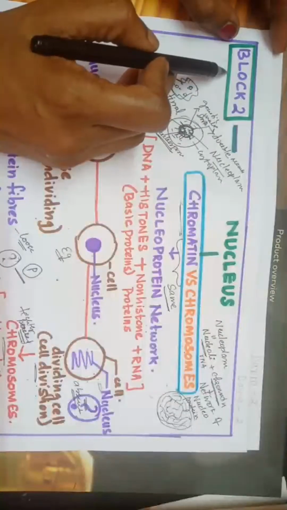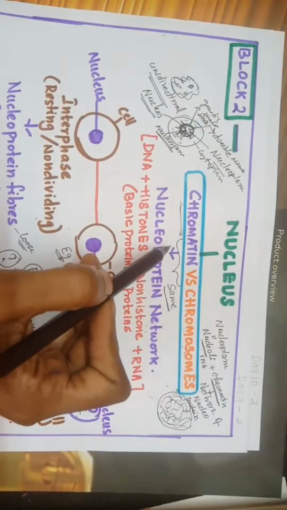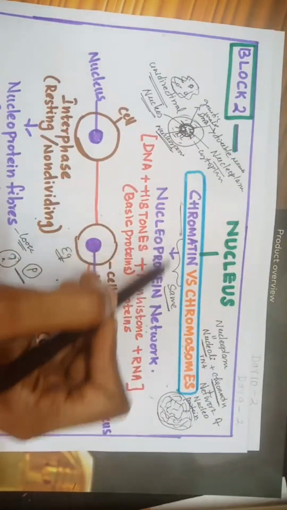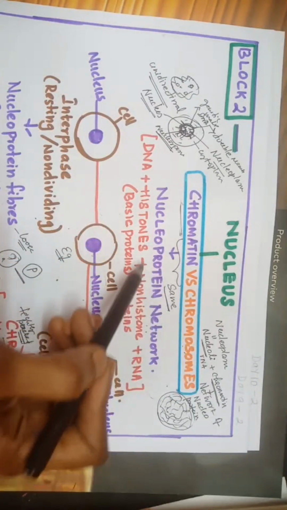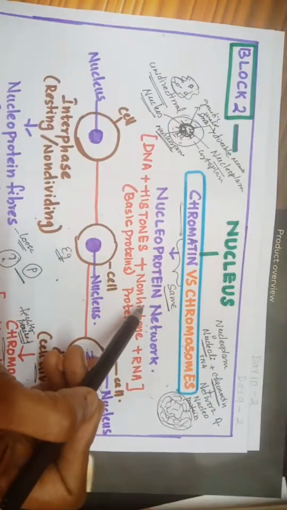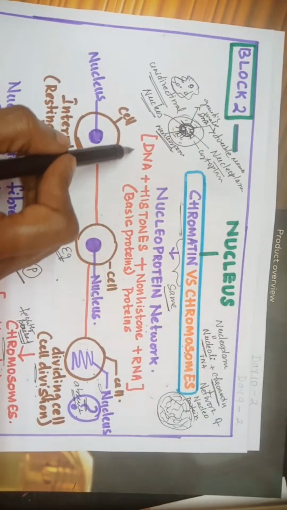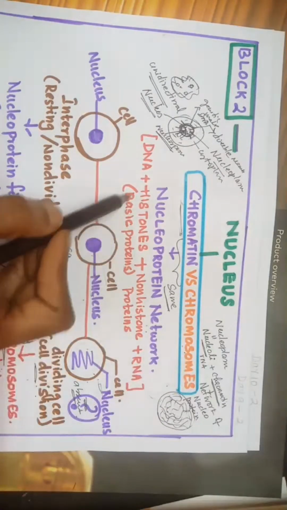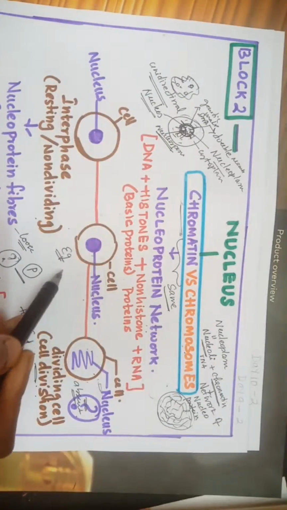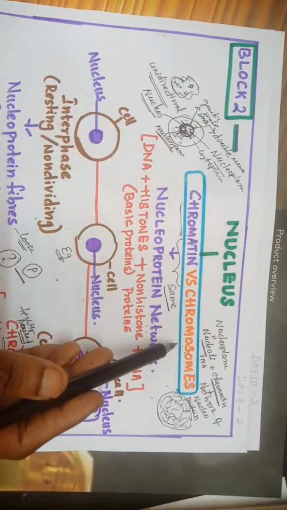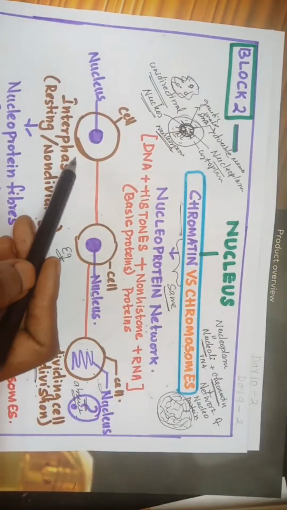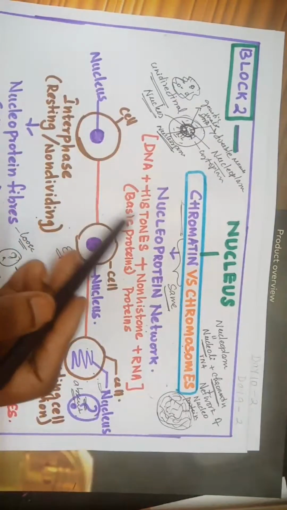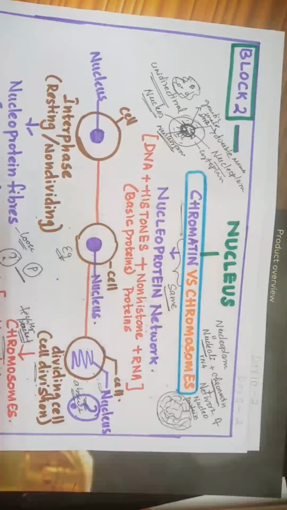Okay, this is block 2. Under this we saw the nucleus, that is chromatin versus chromosome. Both are the same but the appearance differs. Both are nucleoprotein complexes. The composition of that is DNA plus histones, which are basic proteins, non-histone proteins, and RNA, very very important. Next, when can you see the chromatin and when can you see the chromosome in a cell? In the interphase, that is in the resting phase, you have the nucleus. Inside the nucleus, the loose network of nucleoprotein is called chromatin.